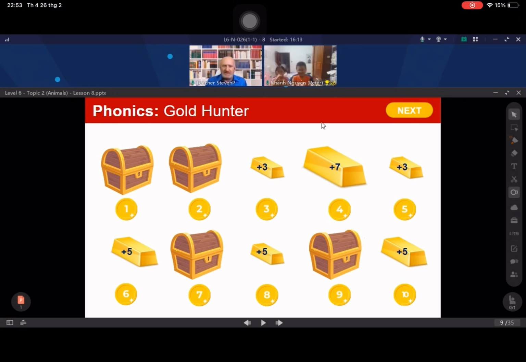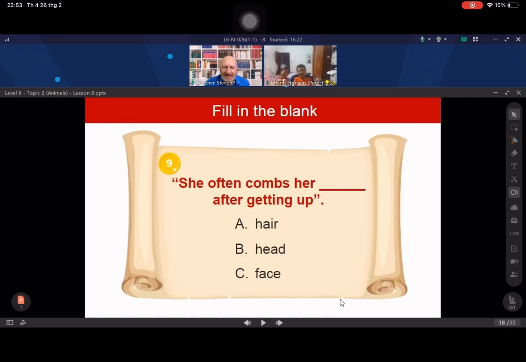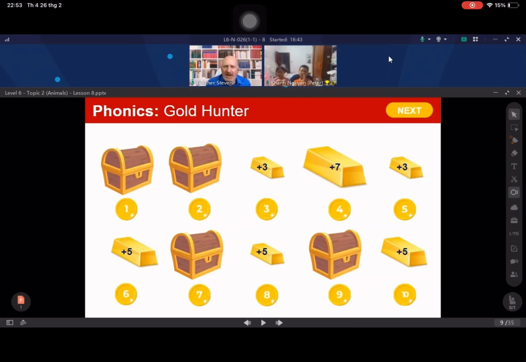So let's see. Peter, choose another one. Number 9. Let's see. She often combs her hair after getting up. Her hair. After getting up. Well done. She often combs her hair after getting up. Okay, that's the last one for you, Peter. One more for you, Mia.